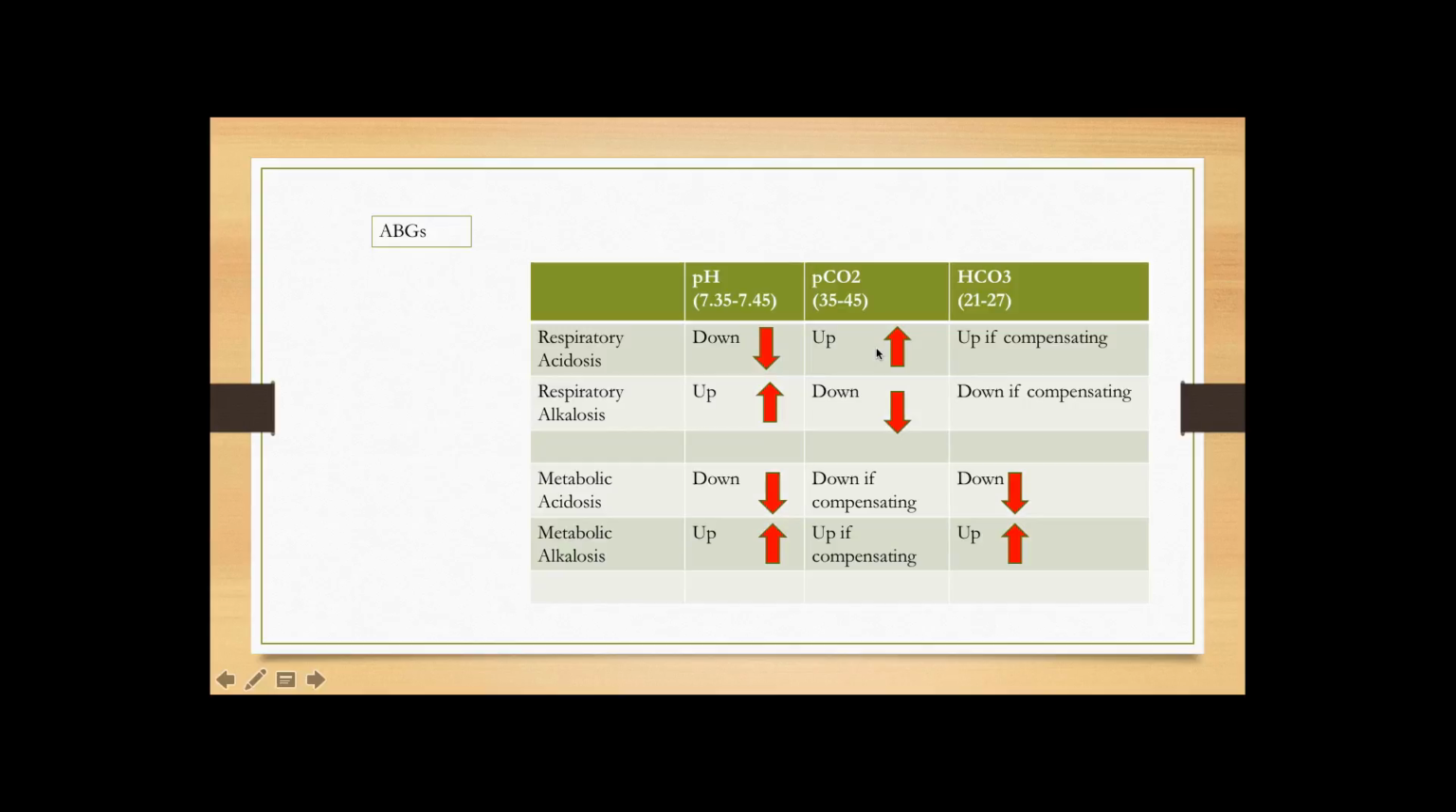Oops. Okay, this should have been like this. Anyhow, so this patient will come in. Okay, let's see.